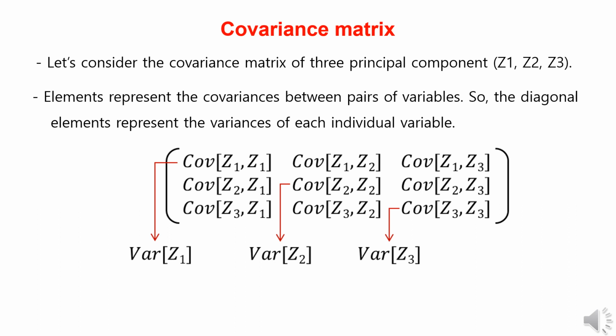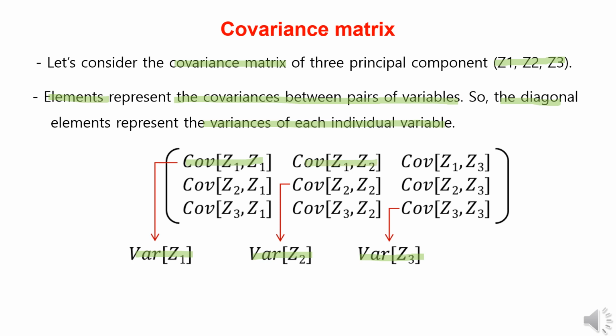Let's take a closer look at the covariance matrix for the variables z1, z2, and z3. Elements in the covariance matrix represent the covariances between pairs of variables, so the diagonal elements represent the variances of each individual variable. For example, the covariance between z1 and z1 is simply the variance of z1. The same applies for z2 and z3. On the other hand, the off-diagonal elements represent the covariances between different pairs of variables. For instance, the covariance between z1 and z2 shows how these two variables are related.